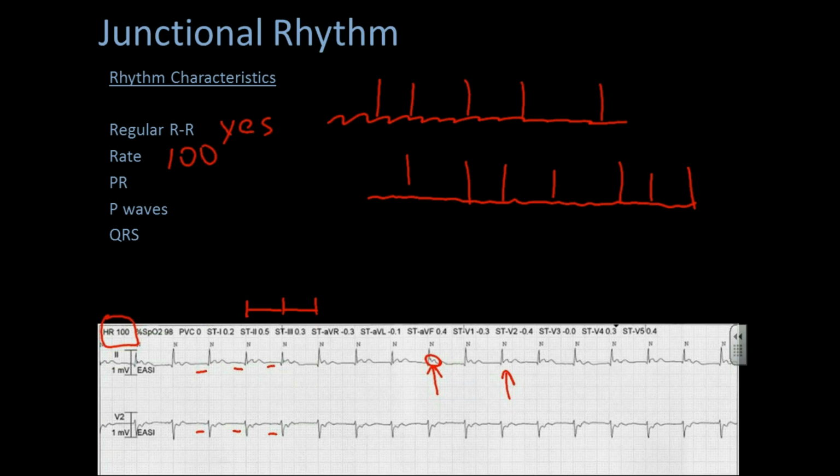So let's say NA for PR, P waves, retrograde. And the QRS looks pretty narrow. So the rate is 100 beats per minute, and accelerated junctional is 60 to 100. So we can call this accelerated junctional rhythm with retrograde P waves.